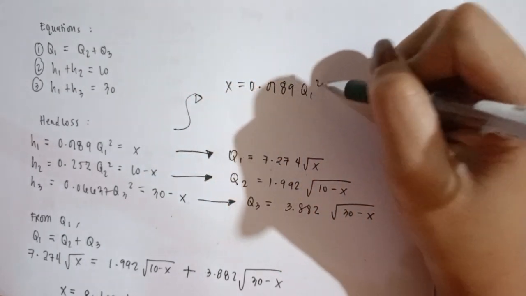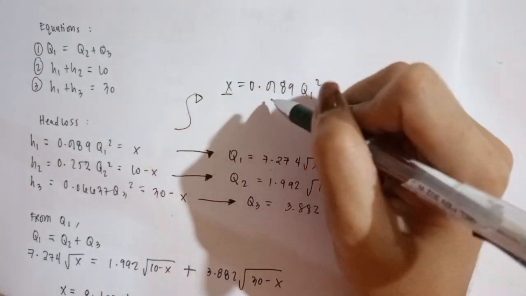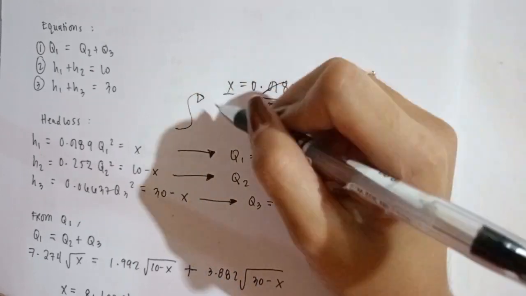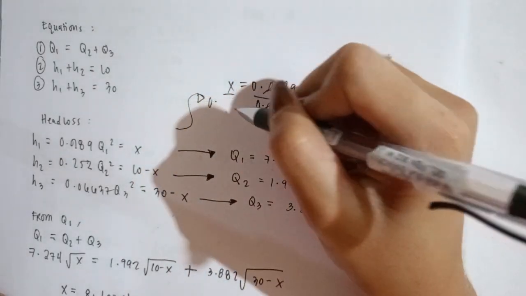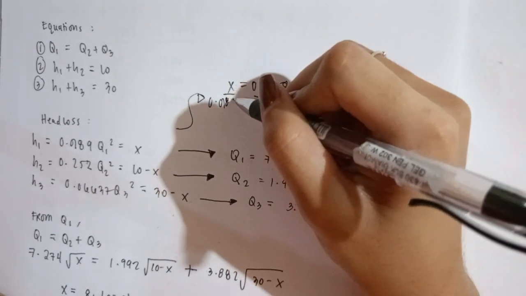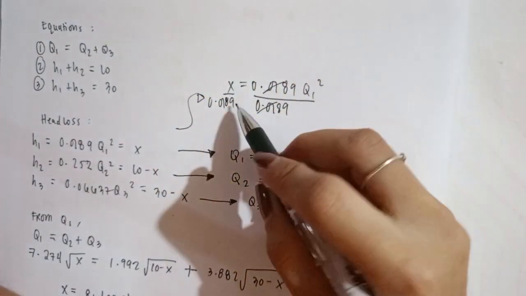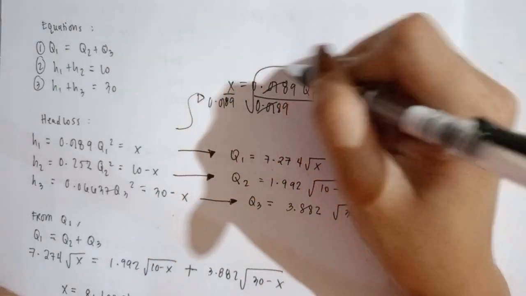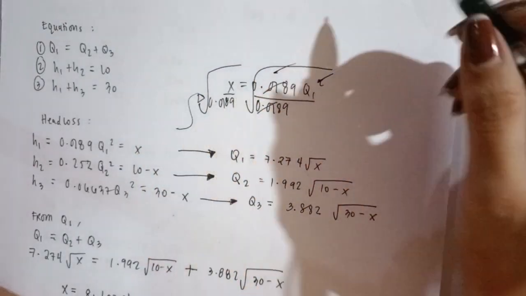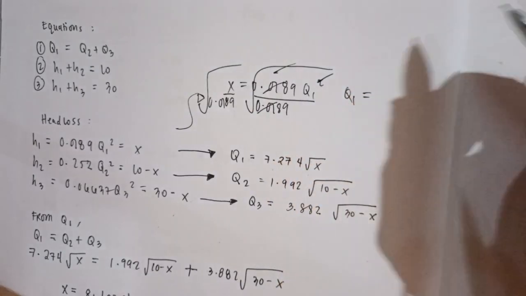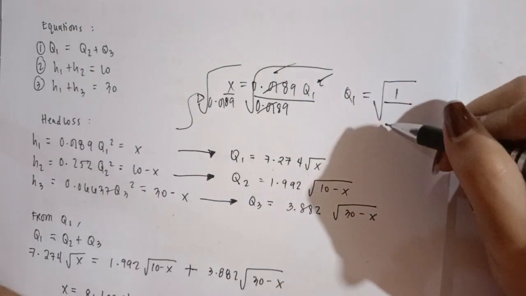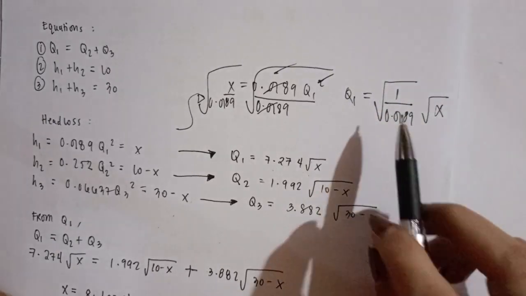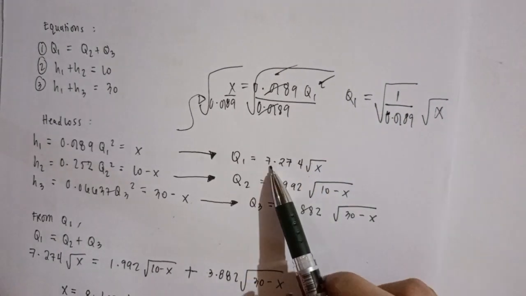0.0189 Q1 squared. So we take this constant and divide it in order to get our Q. So we're left with X over 0.0189, and in order to cancel the squared, we need to take the square root. So our Q1 is going to be 1 over 0.0189 times the square root of X. So the answer to this is this one.